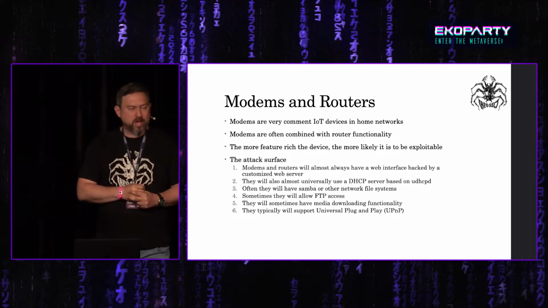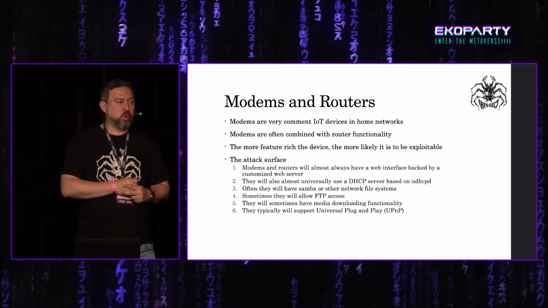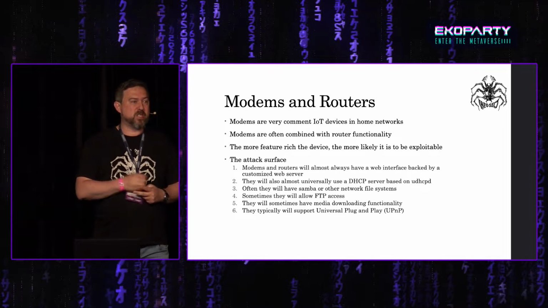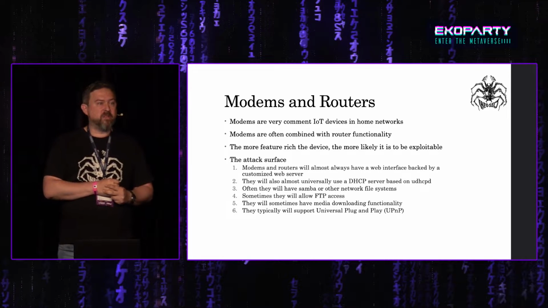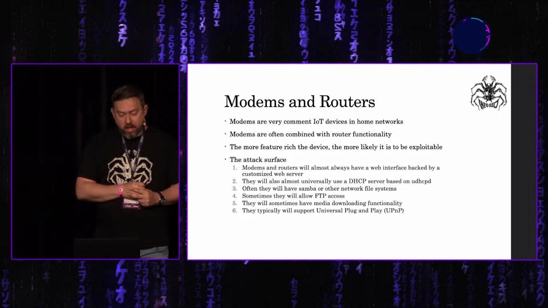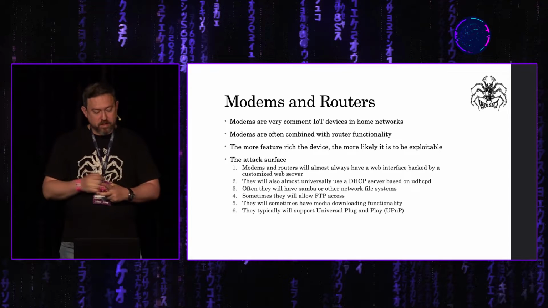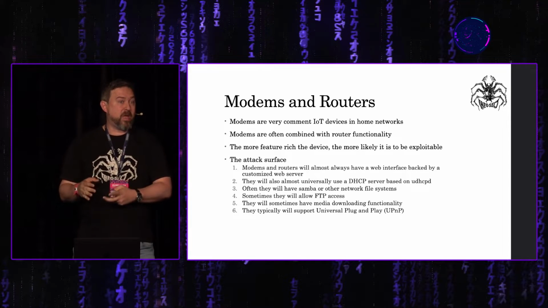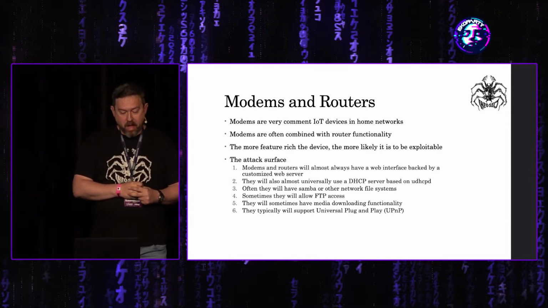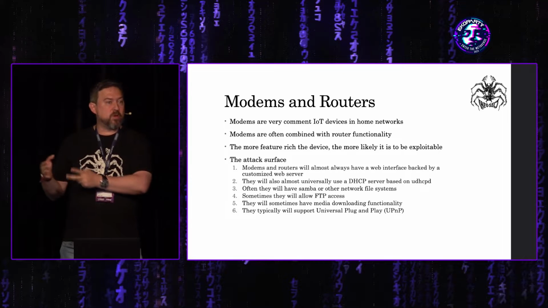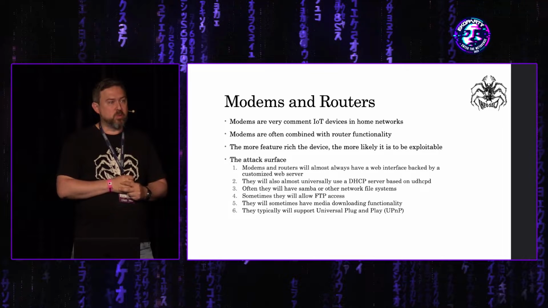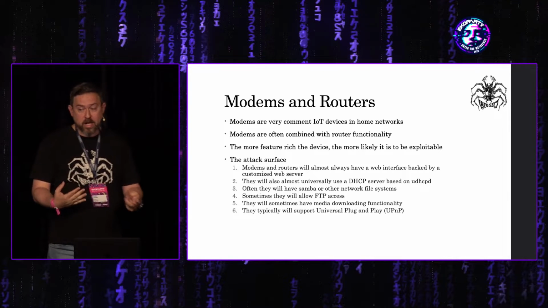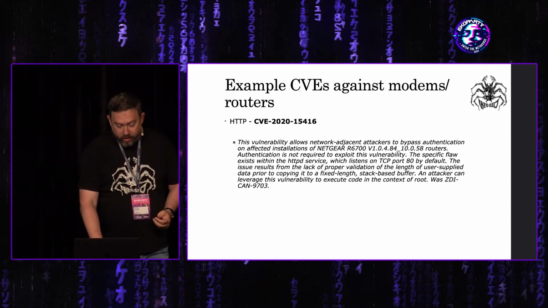Attack surface: there's generally going to be some sort of web server or web management, so there's a web server running. And they'll probably use some sort of DHCP server based on UDHCPD. They'll often have Samba or other network file systems. Sometimes they'll have FTP access, more attack surface. Sometimes they'll have media streaming or downloading functionality. And they'll probably support universal plug and play as well. So all of these things are good attack surface to work with.